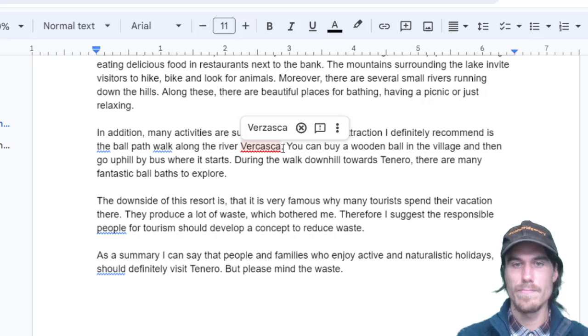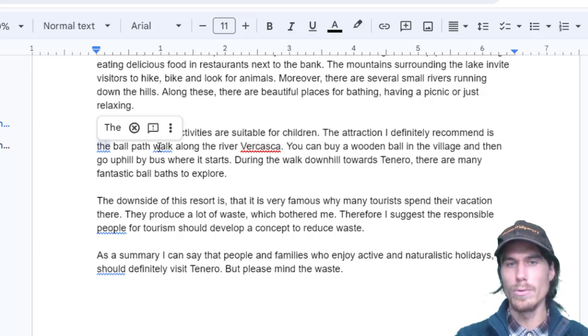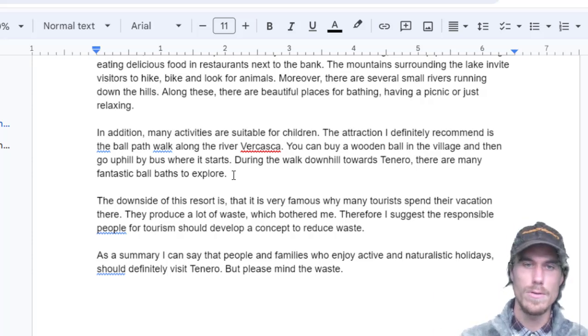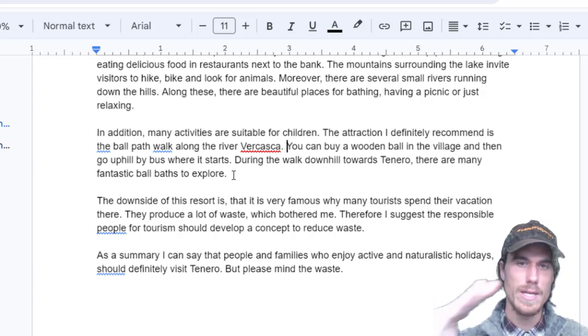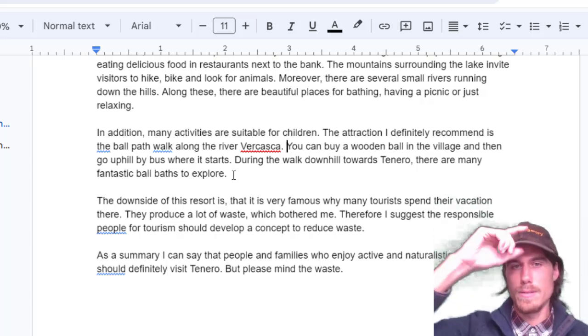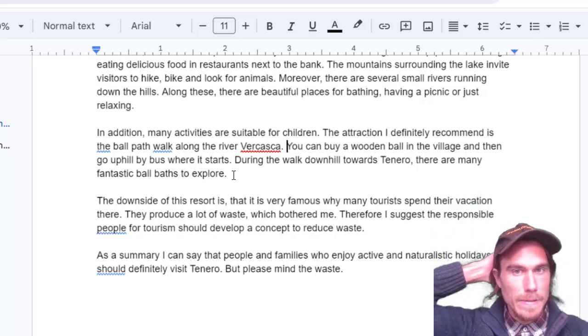Verkaska. Pronunciation might be bad. Okay, interesting. The Bull Path walk. Don't really understand what that is. You can buy a wooden ball in the village and then go uphill by bus where it starts. Okay, so I presume this means you take a bus up the hill and then you get to the start point. That's what this sentence means to me.